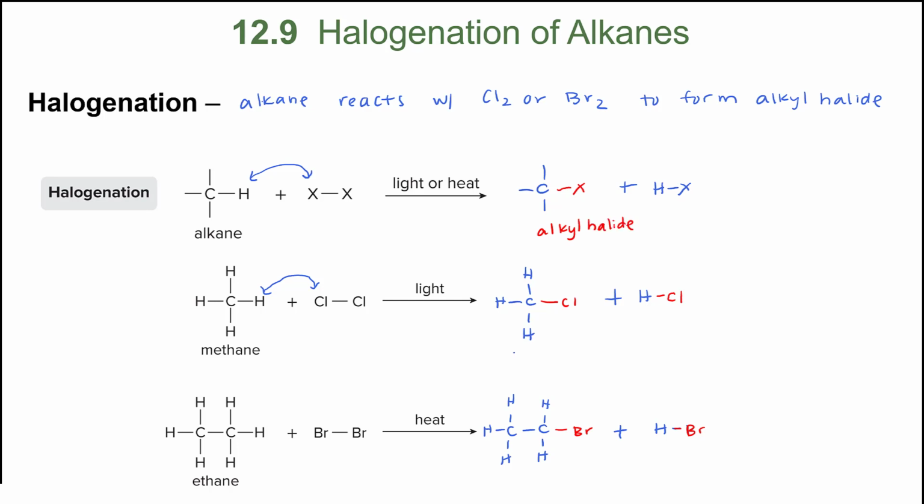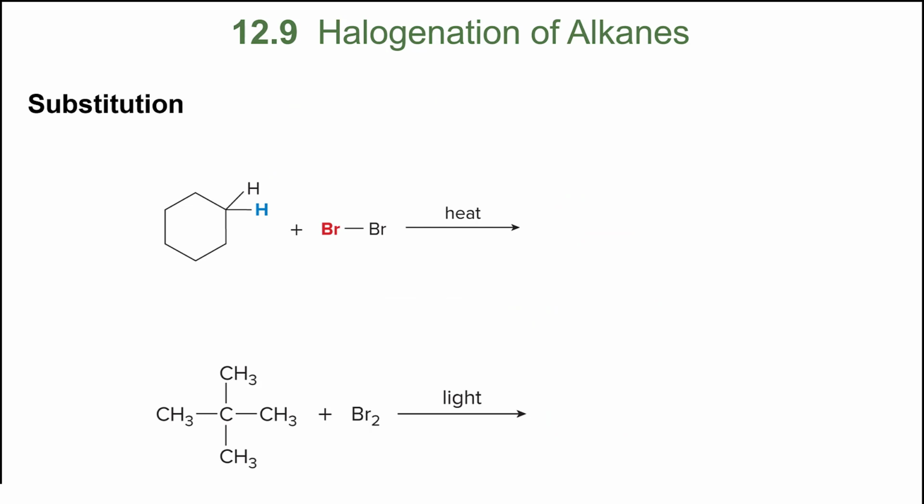We have 1 chlorine here. This is chloromethane. And this is bromoethane. In a substitution reaction, which is what we've been doing, this is a reaction where an atom is replaced by another atom or group of atoms.